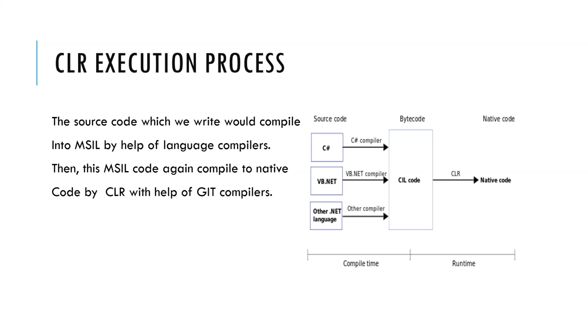So what is the common language runtime execution process? If you develop any application targeting .NET Framework, first it compiles our source code into MSIL code with the help of a language compiler. Once the MSIL code is generated, CLR takes that MSIL code and compiles it into operating system native code with the help of the JIT.